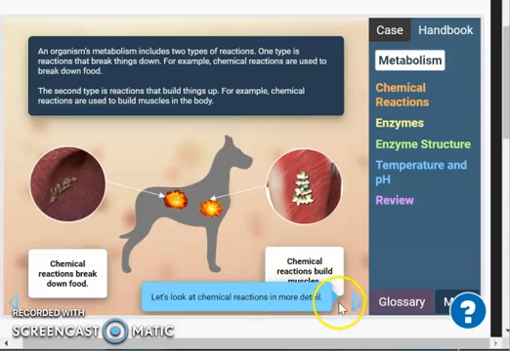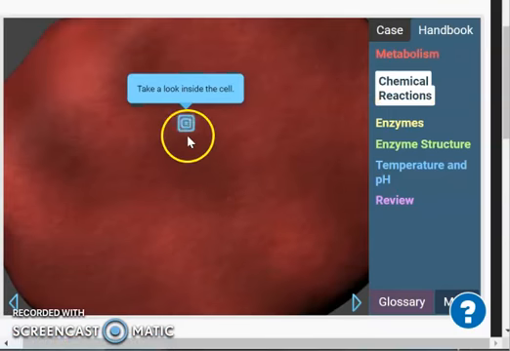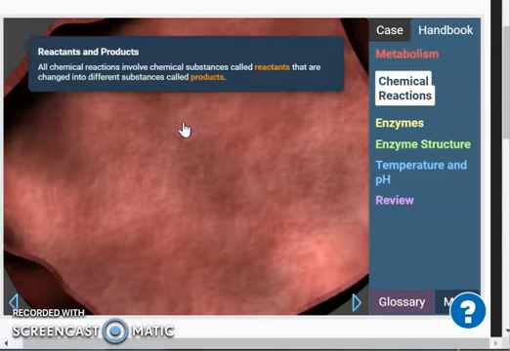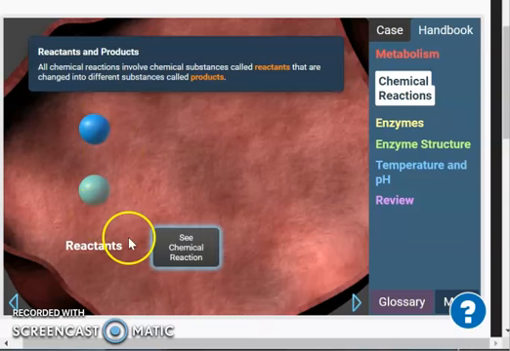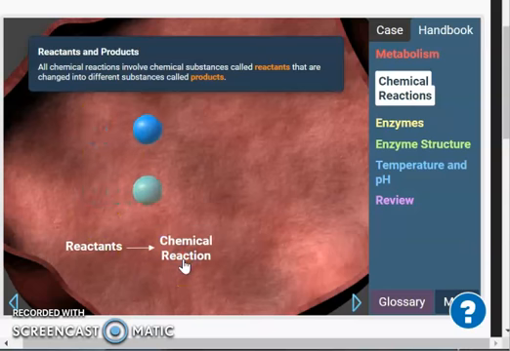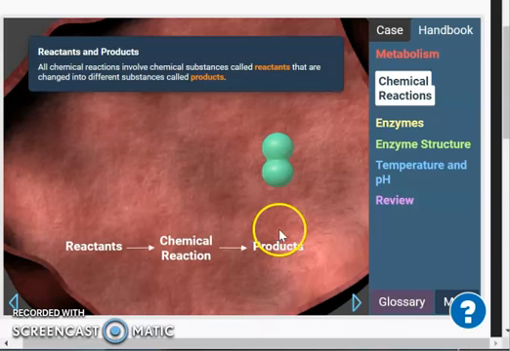Let's look at chemical reactions in more detail. Take a look inside of the cell. Reactants and products. All chemical reactions involve chemical substances called reactants that are changed into different substances called products. Here are the two reactants. Let's see our chemical reaction. The two reactants come together and end up forming a new substance.